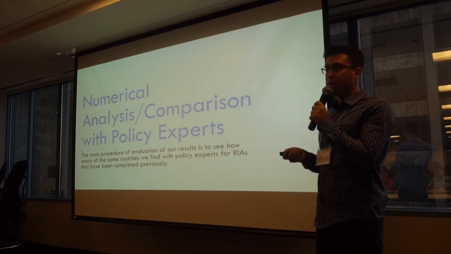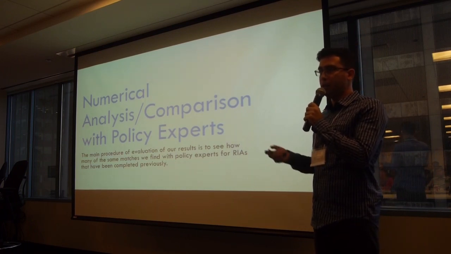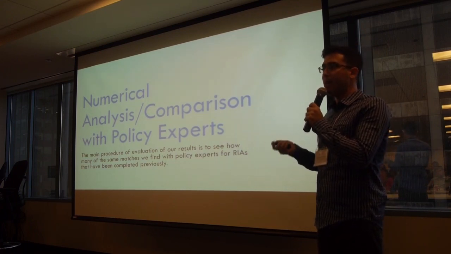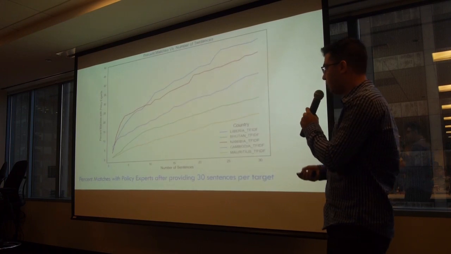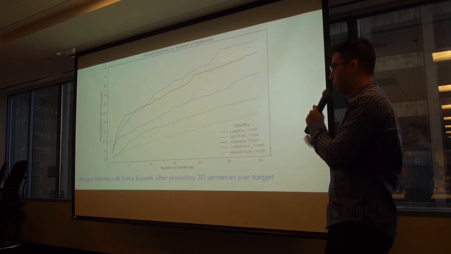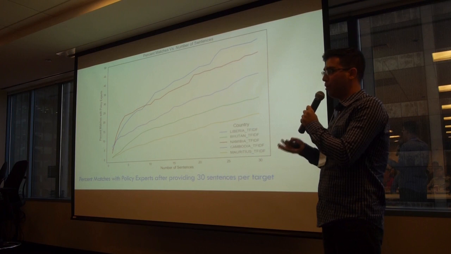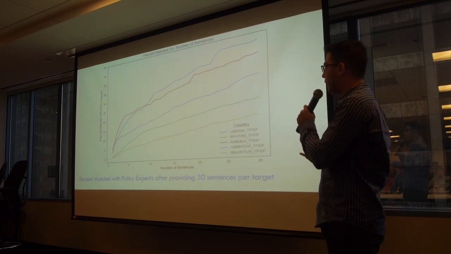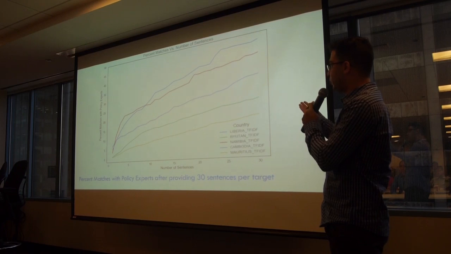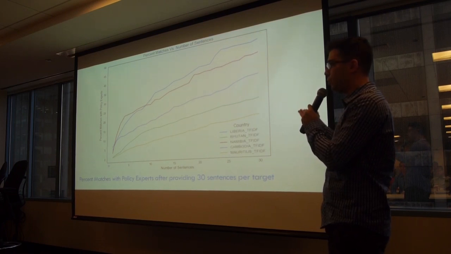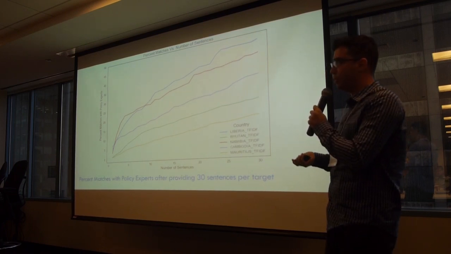And our only way to really compare our results is to look at the RIAs that were already conducted and see how many matches we get with them. And so, of course, as we show more sentences, we can get a 100% match, but ideally they want only about 30 sentences. So depending on the country, we get between 15 and 50% matches. And actually what's interesting is that they confirmed that this represents exactly how hard it was for the UNDP to conduct the RIA themselves manually.